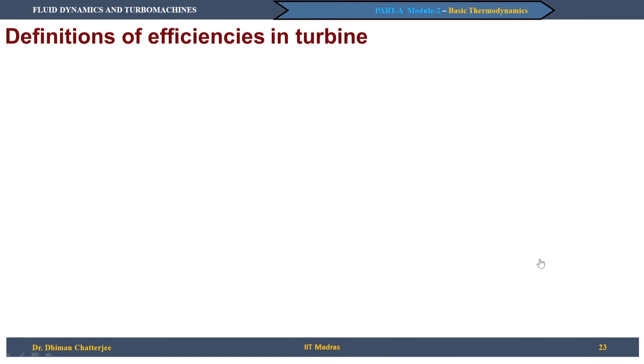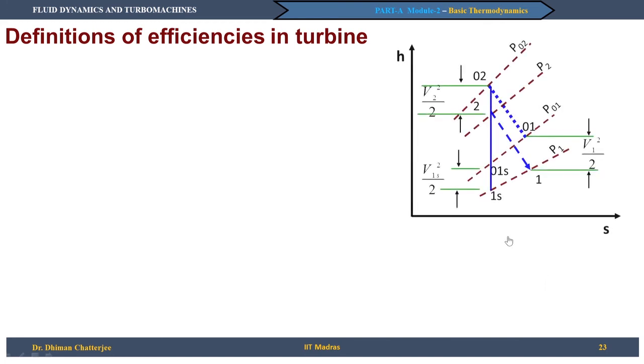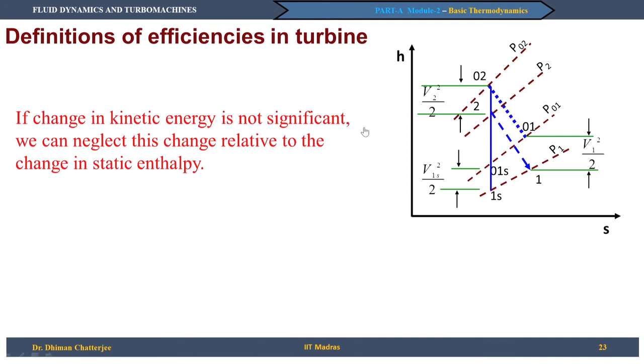Now we talk about the definitions of efficiencies in a turbine. We can talk about efficiencies in terms of the static enthalpy or the stagnation enthalpy. If the change in kinetic energy is not significant, we can neglect this change relative to the change in static enthalpy, and eta SS is nothing but H2 minus H1 divided by H2 minus H1s. That is, we are talking about only the change in static enthalpy in the real situation relative to the maximum or ideal situation of H2 minus H1s.